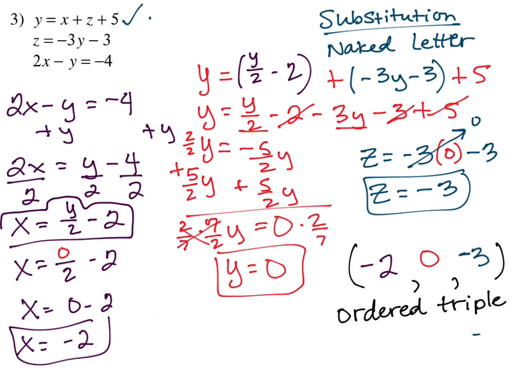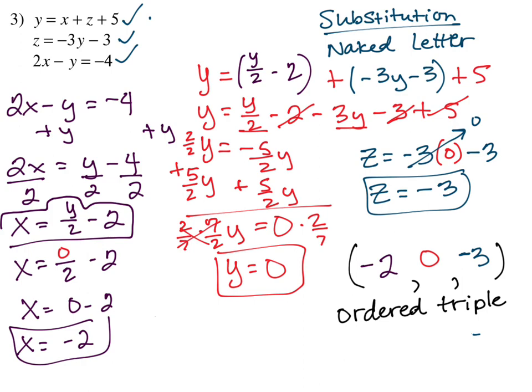Okay, let's move on to the second one. z, so negative 3 is equal to negative 3 times 0, 0 minus 3. True? Okay, and the last thing, 2x minus y equals negative 4. So 2 times negative 2, negative 4 minus 0 is negative 4. Verified. Okay, it doesn't take very long to check them, and it's well worth your time to do that. If you made a mistake, you won't catch it if you don't check it.